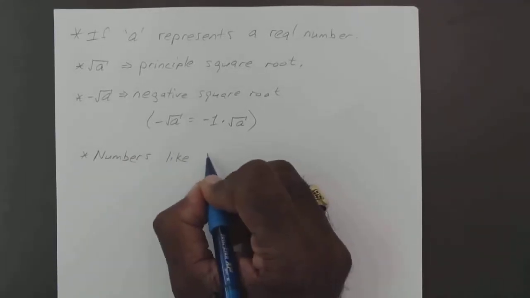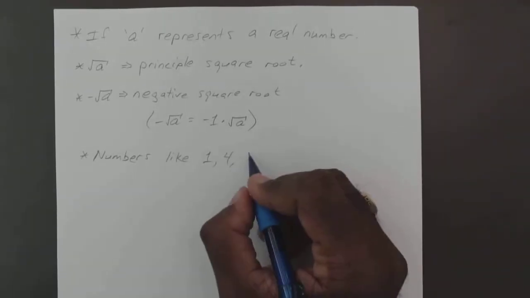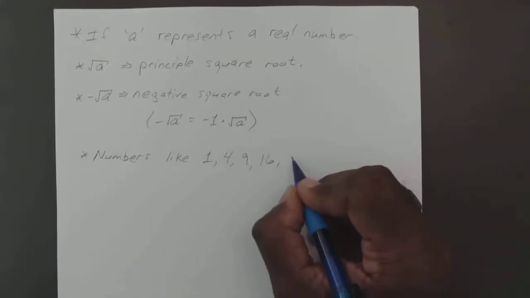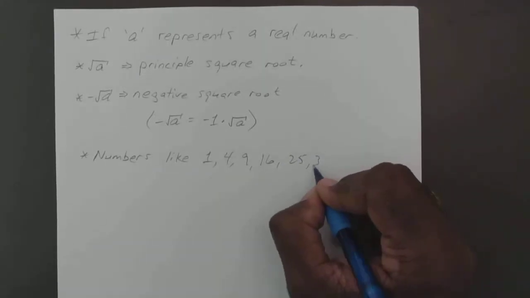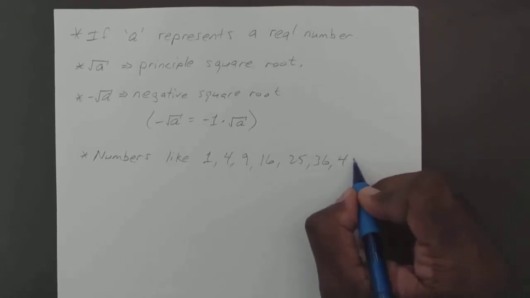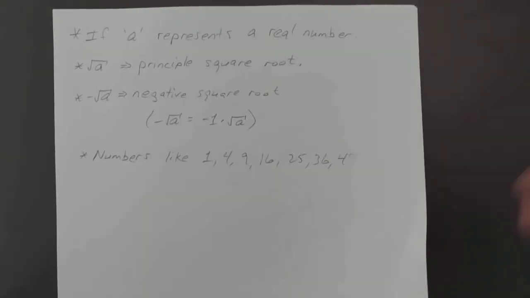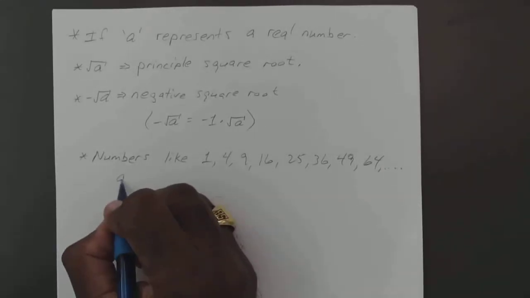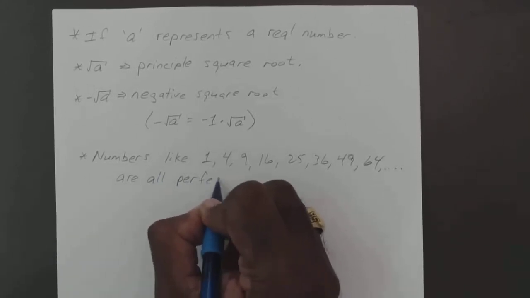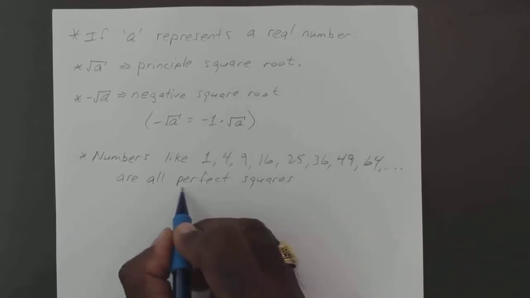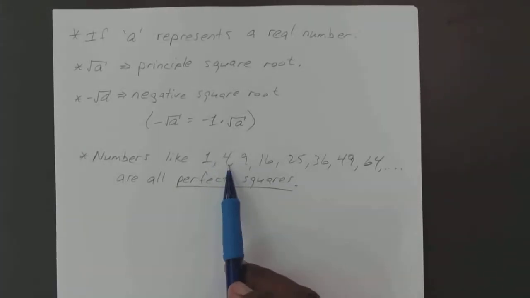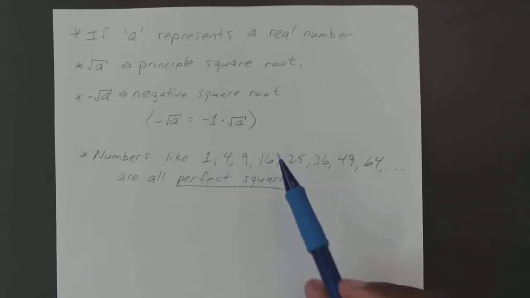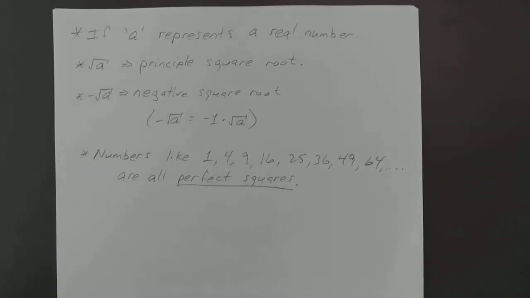Numbers like 1, 4, 9, 16, 25, 36, 49, 64, etc. Those are all perfect squares, simply because 1 is 1 times 1, 2 times 2, 3 times 3, 4 times 4, 5 times 5, 6 times 6, and keeps on going and going. So those are the ones that, if you have a square root of that number, then it'll just be a whole number. Well, an integer in some cases.